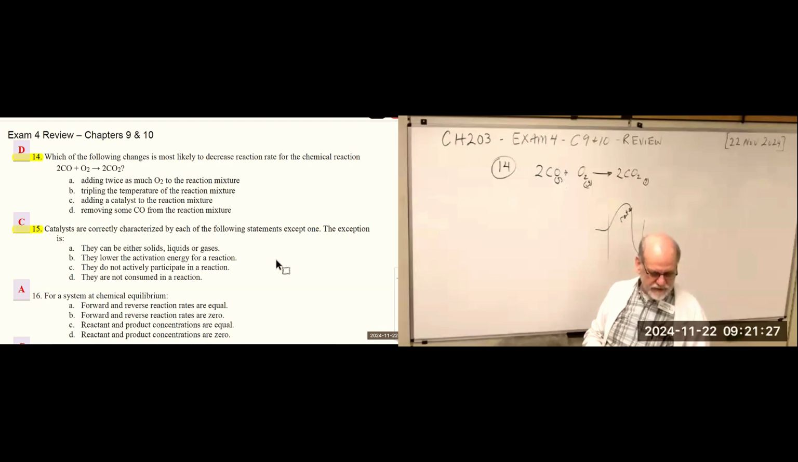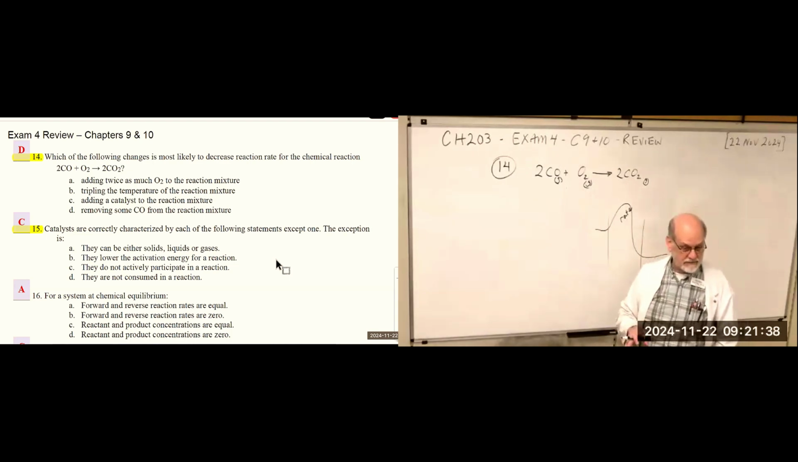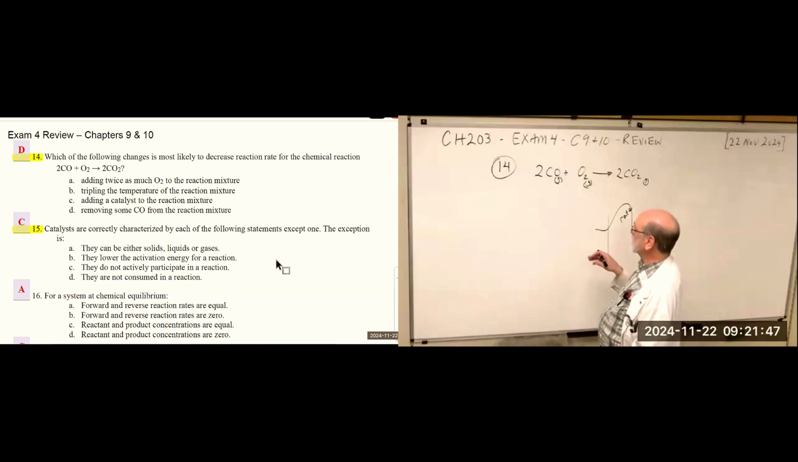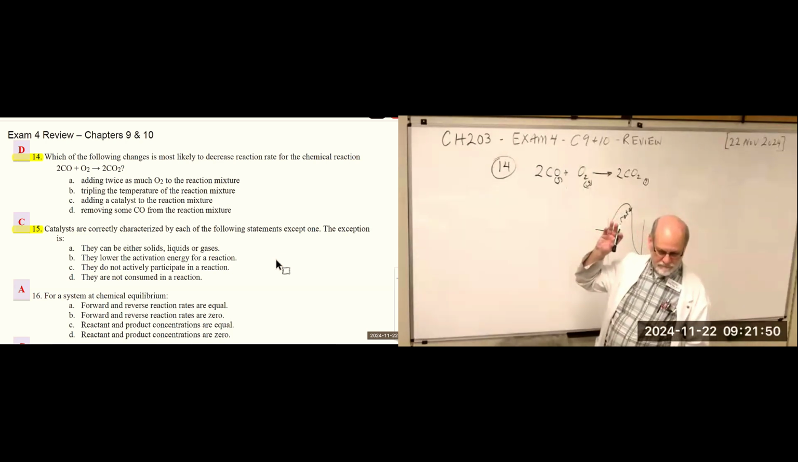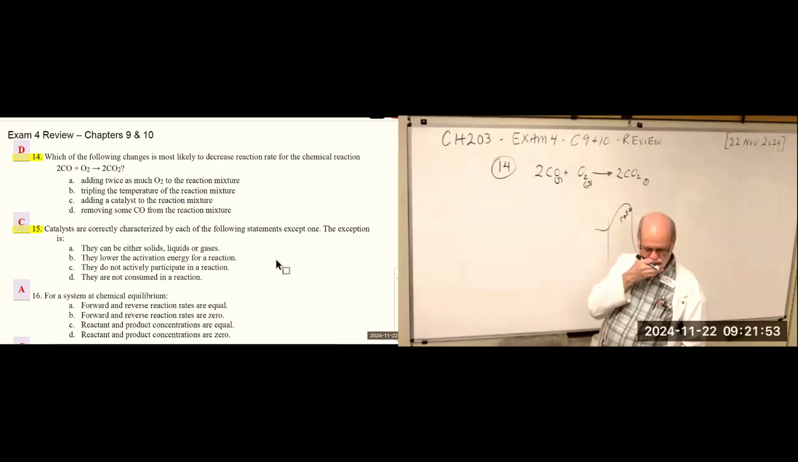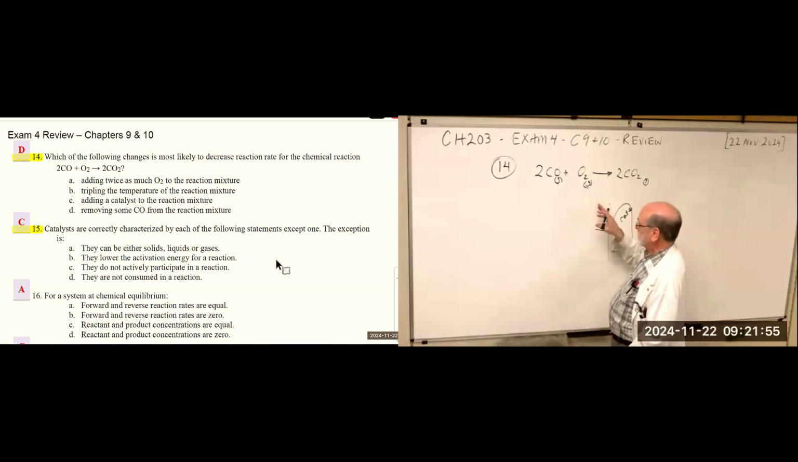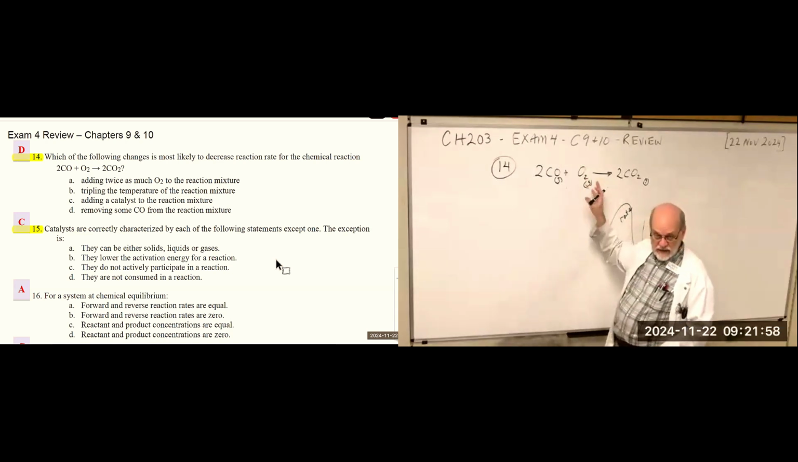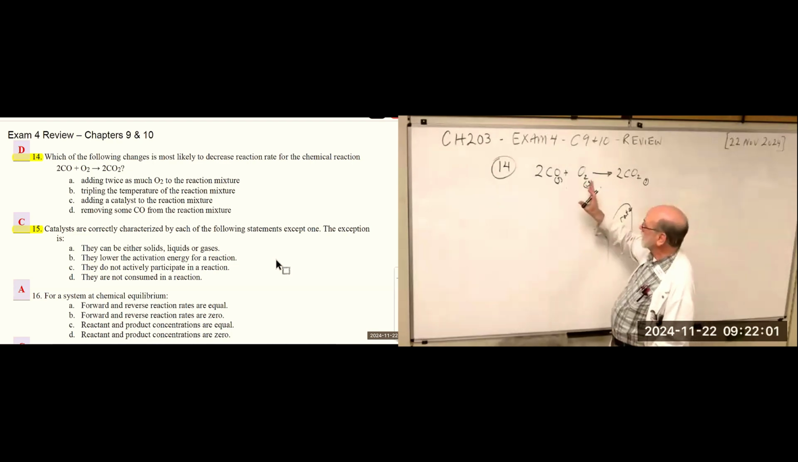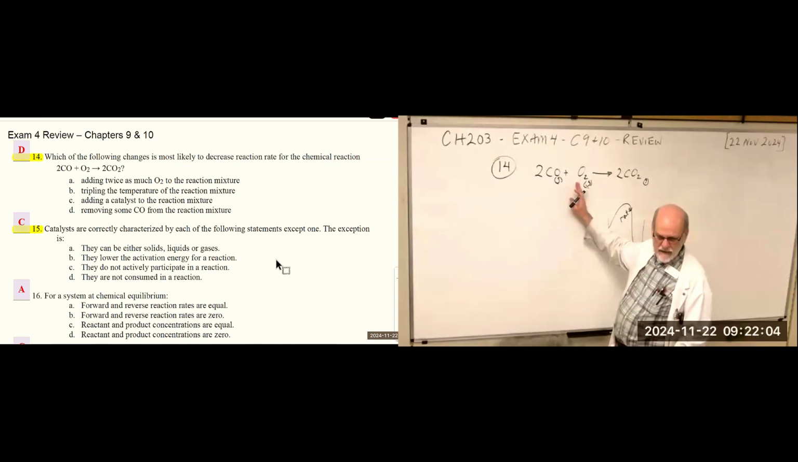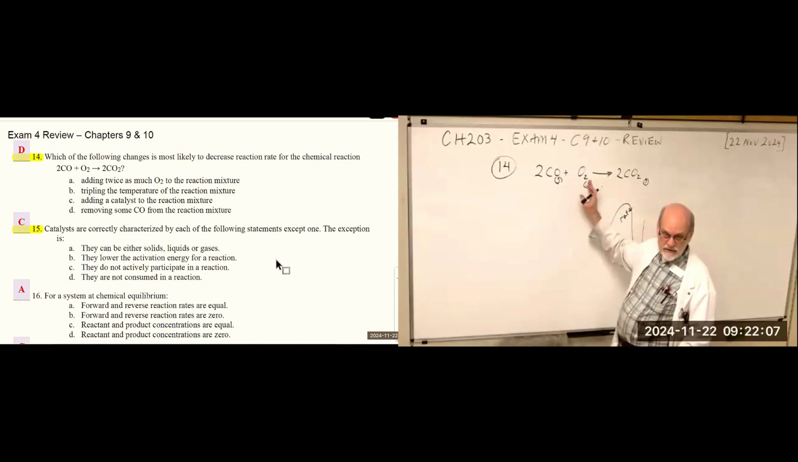So adding a catalyst to the reaction mixture. Decrease the reaction rate, excuse me. If we add a catalyst, we're going to speed it up, right? So remove some CO from the reaction mixture. Okay, the reaction rate will increase if we can increase the rate by increasing the number of collisions. Let's look at it that way. If we increase the amount of oxygen, that's A, then that will actually speed the rate up until it reaches equilibrium.